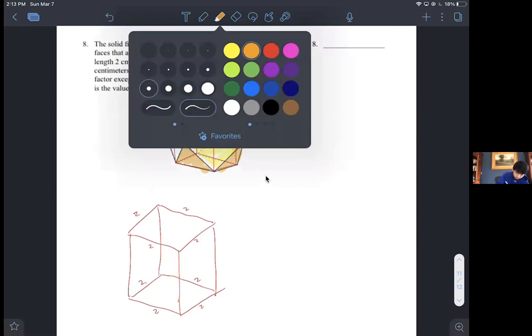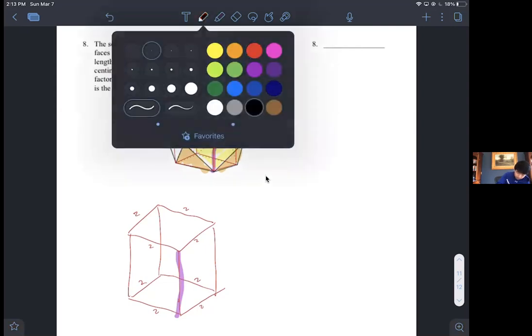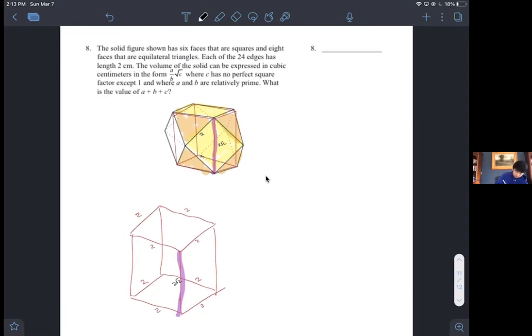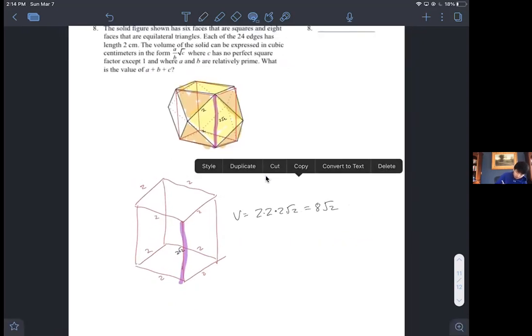Well, this length is just this diagonal. And then we know that these are 2, and that means that this thing is 2 root 2, because of the Pythagorean theorem, 45, 45, 90 triangles, tons of reasons. So the volume of this red prism is 2 times 2 times 2 root 2, which equals 8 times root 2. And so yeah, that's the first part.